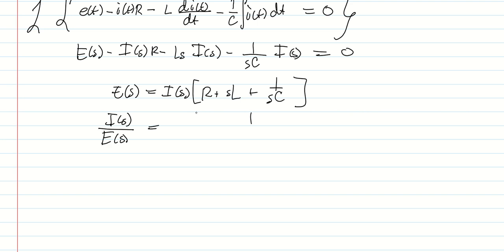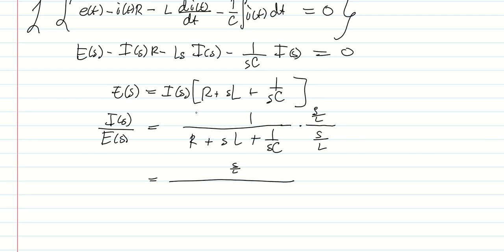So we just take the inverse of this: 1 over R plus SL plus 1 over SC. And again, we need to make it standard by multiplying by S so that the S here will cancel out. Then we also need to divide by L, so S over L all over, we have S times L times S over L. This will become S squared, the L will cancel out. And we have R times S over L, so that will be R over L times S. Then this one will become, this S will cancel out, so 1 over L times C. So this will be our transfer function.